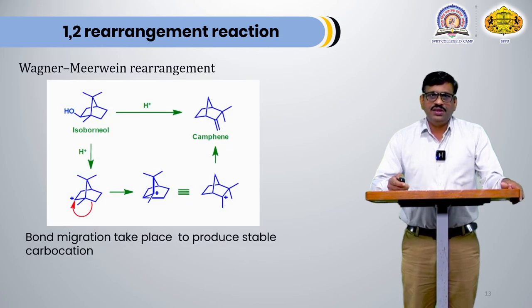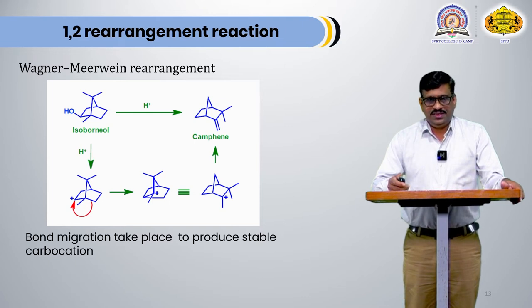This is another example of the Wagner-Meerwein rearrangement. Isoborneol is the starting compound. It contains an OH group. In acidic medium, the OH group gets protonated. It becomes a good leaving group. It leaves the molecule, and there is formation of a carbocation. The carbocation is a secondary carbocation. That's why it tries to convert itself into a tertiary one. In this case, the methyl group is present at the bridgehead carbon atom, and generation of a carbocation at that place is not favorable. That's why bond migration takes place, and after bond migration, we get camphene as a product.